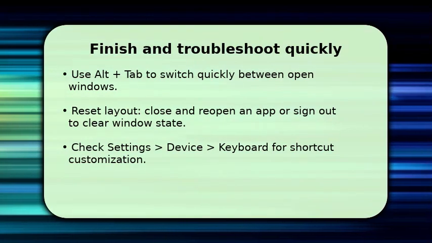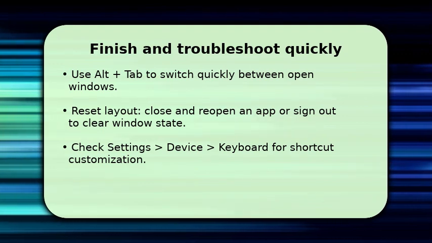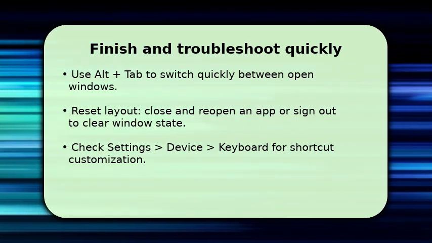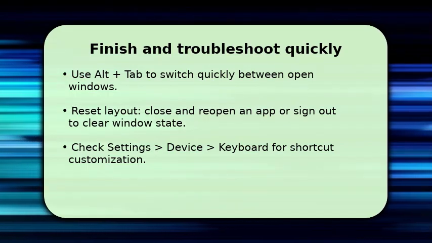This cements the layout. If something goes wrong, first close and reopen the offending app, and if that fails, sign out or restart the Chromebook to reset snapped states so windows reflow correctly. Make sure keyboard shortcuts are enabled in Settings under Device and Keyboard so Alt plus and work. Adjusting shortcuts fixes most snappiness issues.